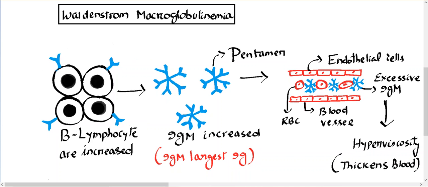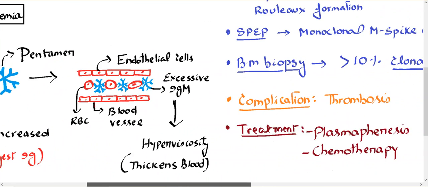The next topic today I'll be talking about is Waldenstrom's macroglobulinemia. In this condition, there is a proliferation of B lymphocytes in the bone marrow. These B lymphocytes produce immunoglobulin, that is IgM, and IgM is a pentamer, as you can see, and this is the largest immunoglobulin. So when they go to the circulation, they occupy a larger surface area, and this excess IgM is thickening the blood, and that is leading to hyperviscosity syndrome.